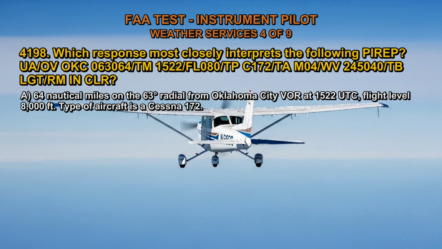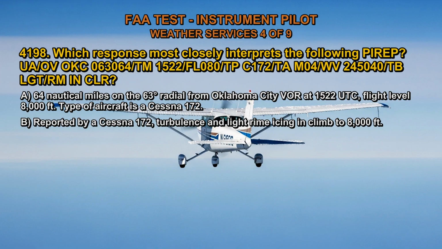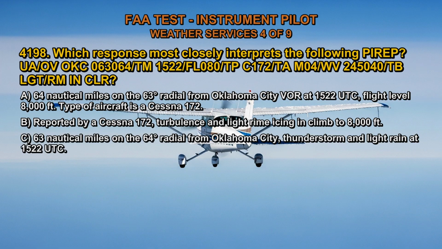UA/OV OKC063064/TM1522/FL080/TP C172/TA M04/WV 245040/TB LGT/RM CLR. A. 64 nautical miles on the 63 degrees radial from Oklahoma City VOR at 1522 UTC. Flight level 8,000 feet. Type of aircraft is a Cessna 172. B. Reported by a Cessna 172, turbulence and light rime icing in climb to 8,000 feet. C. 63 nautical miles on the 64 degrees radial from Oklahoma City. Thunderstorm and light rain at 1522 UTC.